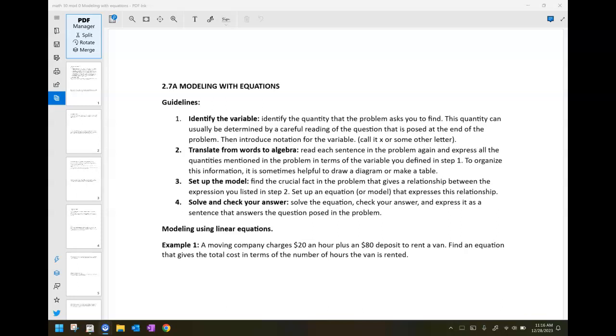Guideline for modeling with equation. First, you need to identify the variable. Identify the quantity that the problem asks you to find. This quantity can usually be determined by a careful reading of the question that is posed at the end of the problem. Then introduce the notation for the variable, say x or some other letter.